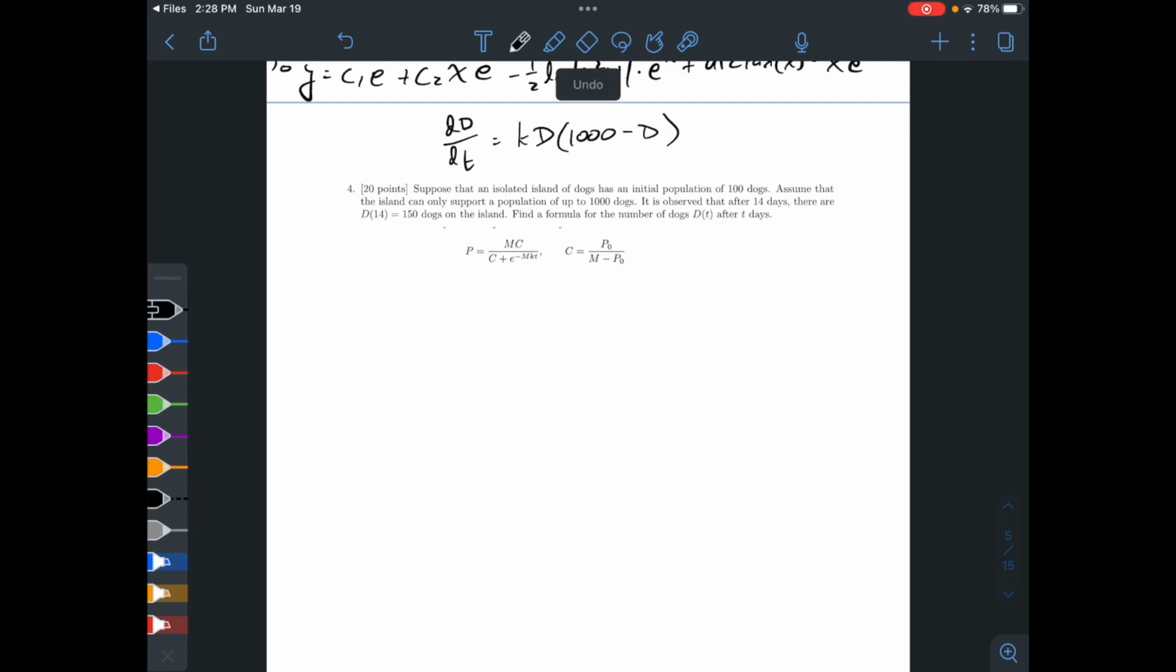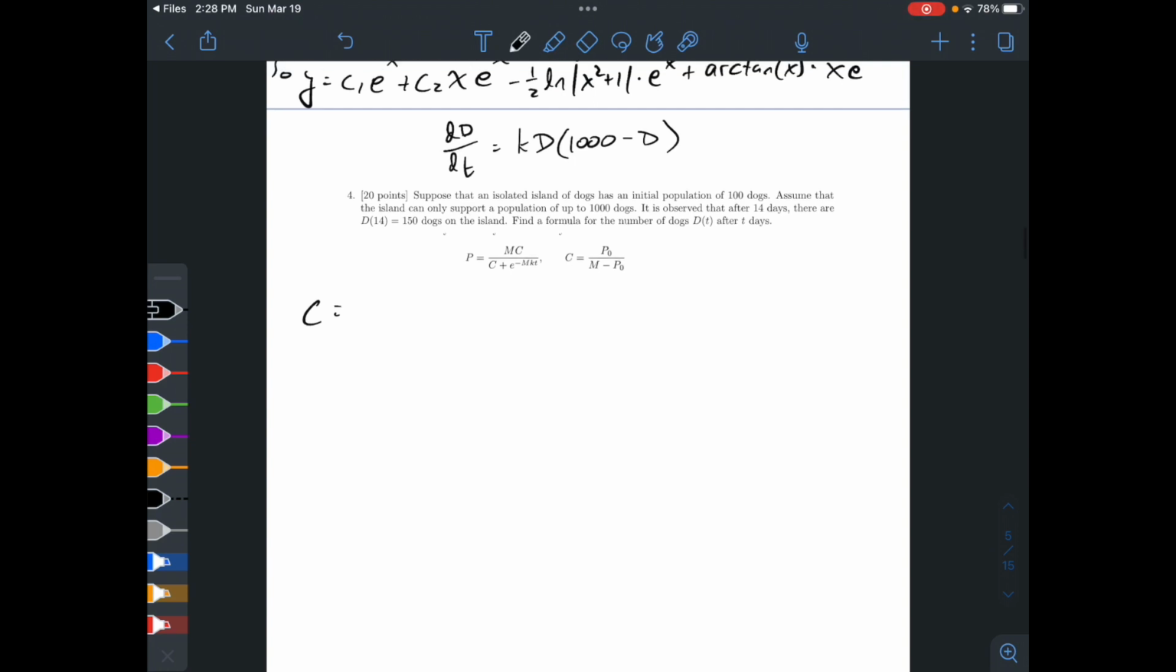So this is going to be our C value, right? So let's find our C value first so that we can throw it into this. C is going to be P0, your initial population, which is 100. Our M value, our maximum population, is 1,000, minus your initial population. So this is 100 over 900, which is just 1 over 9.